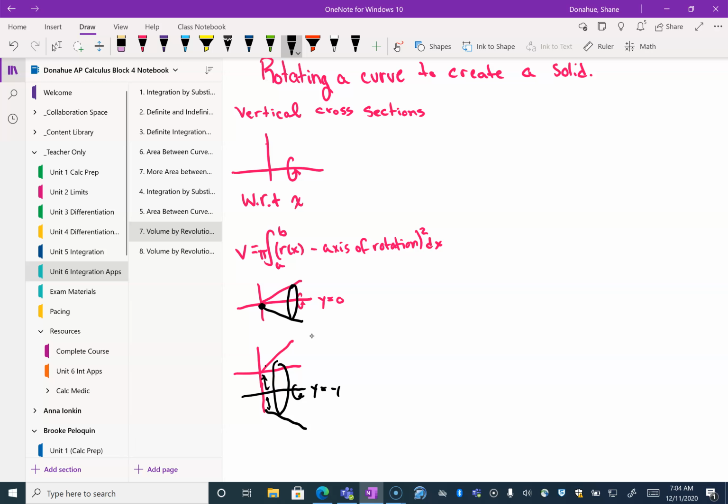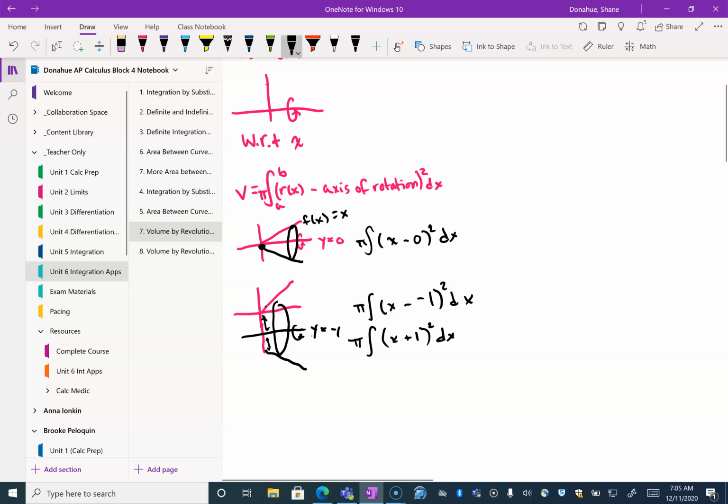So to account for that distance of 1, we need to subtract the axis of rotation. So this integral would be, let's say this is f of x equal to x. This would be our function f of x, or what that correlates to, our radius, minus our axis of rotation squared dx. This one accounts for that additional 1 there by doing minus negative that axis of rotation, -1. So now our radius is 1 larger, right? Because it's 1 below the x-axis. So that's what it means when it says minus the axis of rotation. So that's when we have one curve.